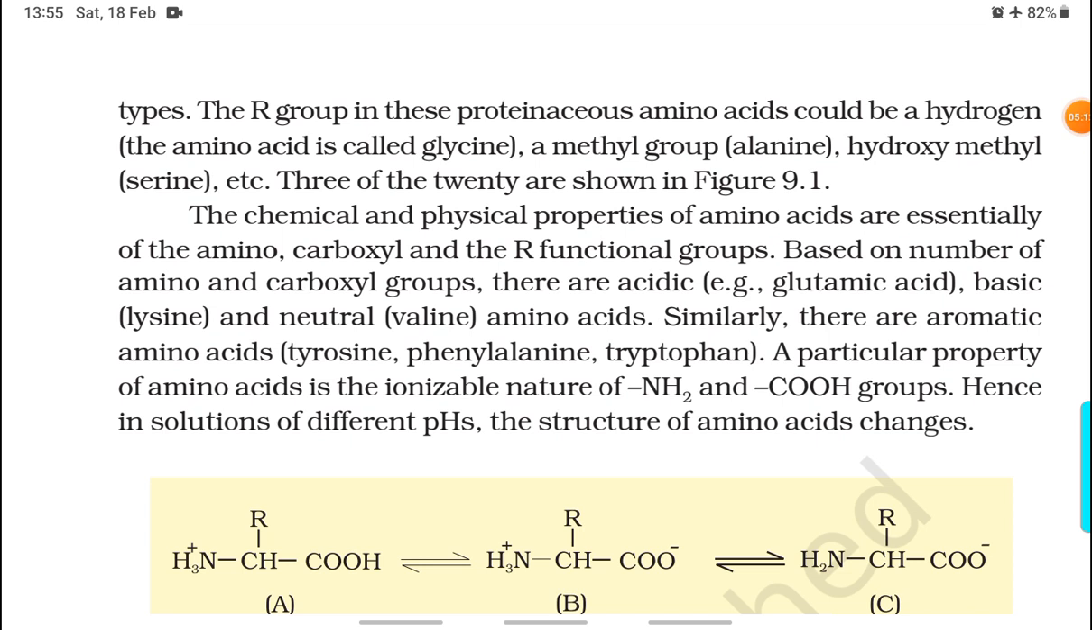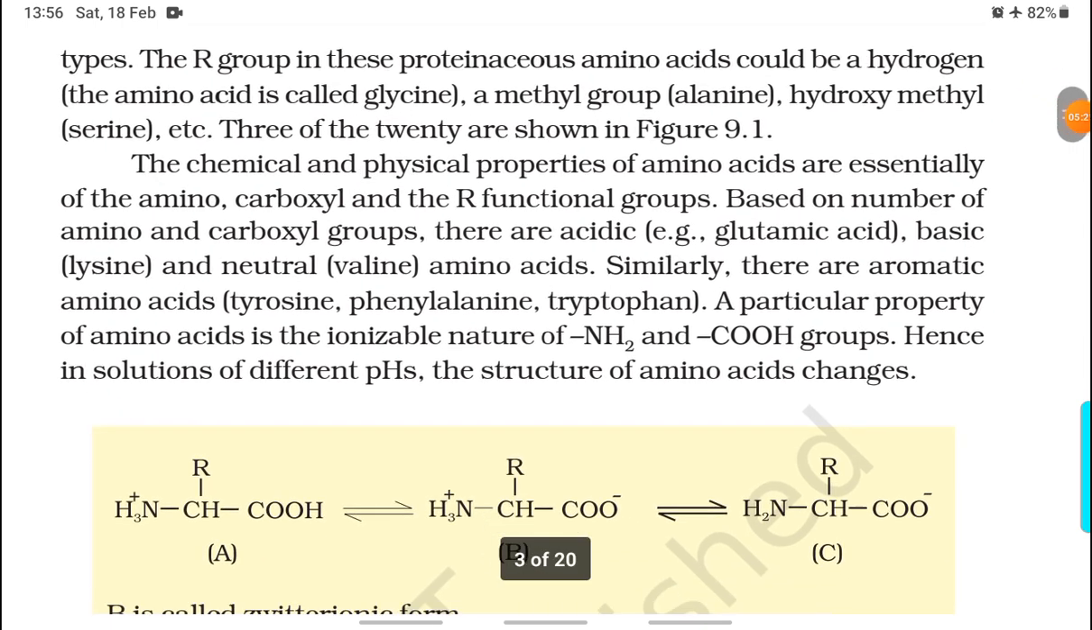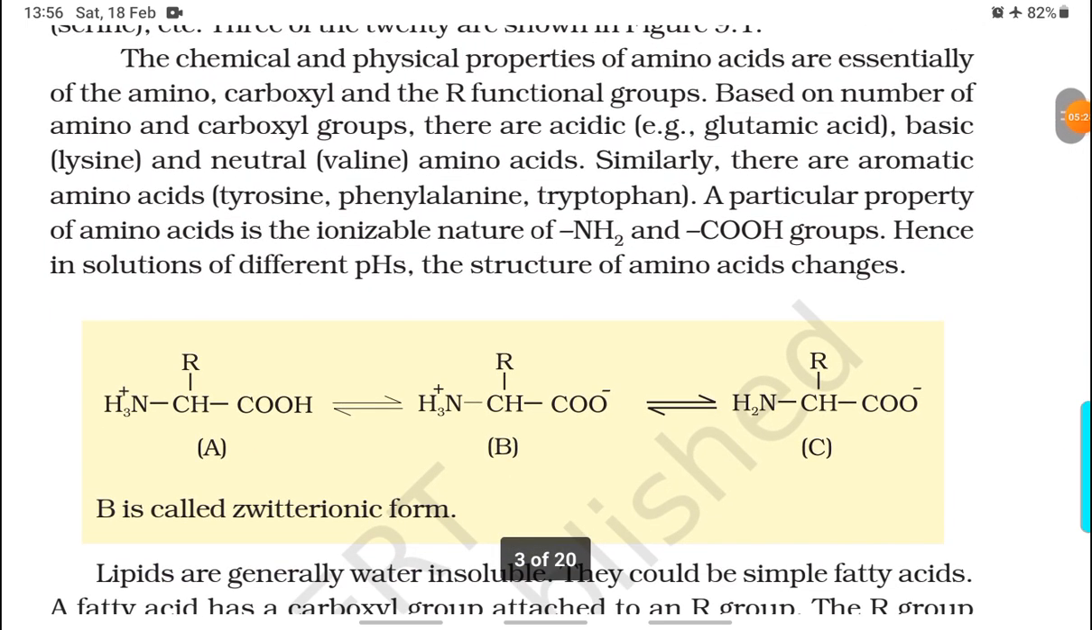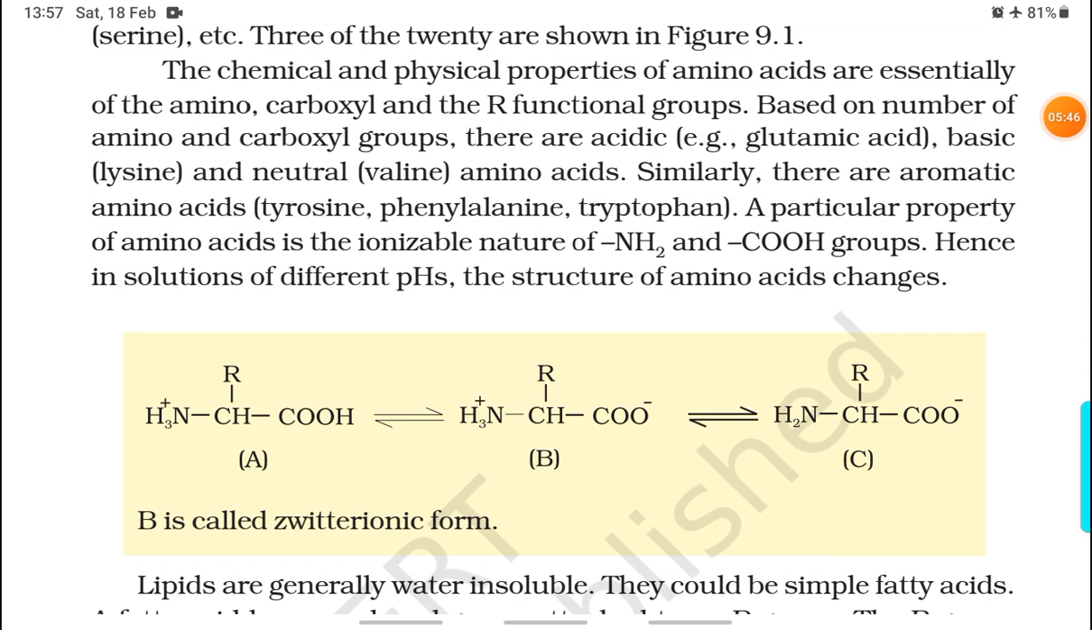The chemical and physical properties of the amino acids are essentially of the amino, carboxyl and the R functional groups. Based on the number of amino and carboxyl groups, there are acidic, for example glutamic acid, basic, lysine, and neutral, valine amino acids. Similarly, there are aromatic amino acids: tyrosine, phenylalanine, tryptophan. A particular property of amino acids is the ionizable nature of amine and carboxyl groups. Hence, in solutions of different pH, the structure of amino acids changes.